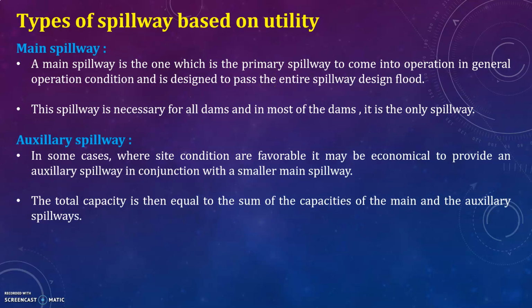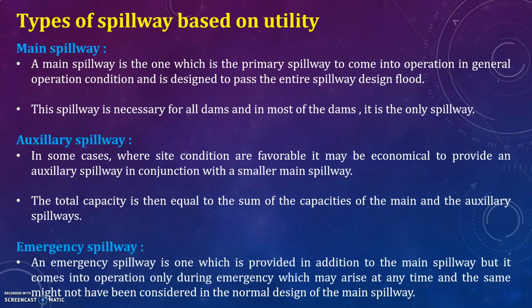In some cases where site conditions are favorable, it may be economical to provide an auxiliary spillway in conjunction with a smaller main spillway. The total capacity is then equal to the sum of the capacities of the main and the auxiliary spillways. Emergency spillways.